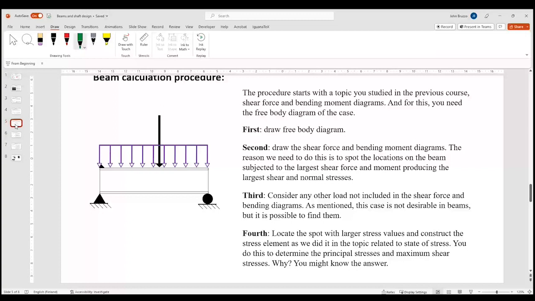Good. In the first part of this lecture that I posted, I tried to list a series of steps to carry out the calculation, or let's say the design, of beams and shafts. The difference is that when we're talking about beams, we're not going to consider any torque or anything like that. So one of the steps is going to be skipped. That's it.